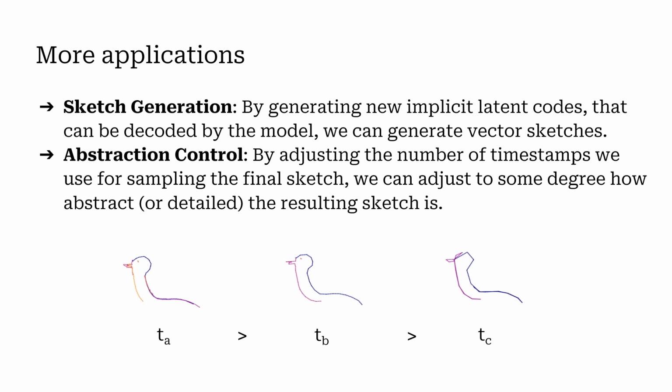By adjusting the number of timestamps we use for sampling the final sketch, we can adjust to some degree how abstract or detailed the resulting sketch is. In the bottom figure, we can see that detail increases from right to left and abstraction increases from left to right as we reduce the number of timestamps we sample.